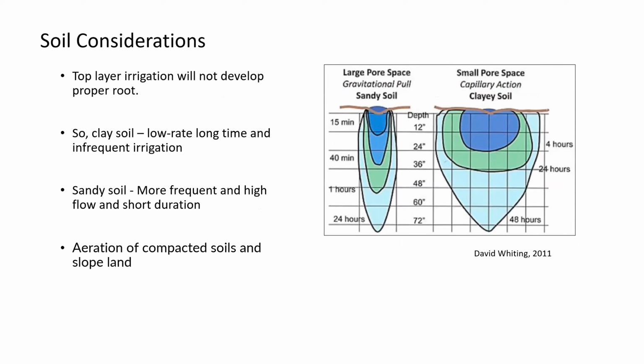So for clay soil, we need to have low rate irrigation for a long time, and then you can go with a little infrequent irrigation, so you skip some days. But in sandy soil, we need to go more frequent, but for a short duration. If we go with a long duration for sandy soil, we'll just percolate a lot of water below the root zone. If we go with a high rate on clay soil, we'll run out of water. Also, if the soil is too compact, the water can't infiltrate, so consider aerating the compact soil.